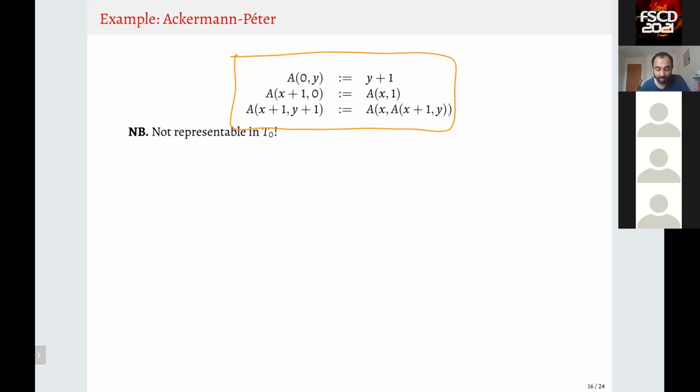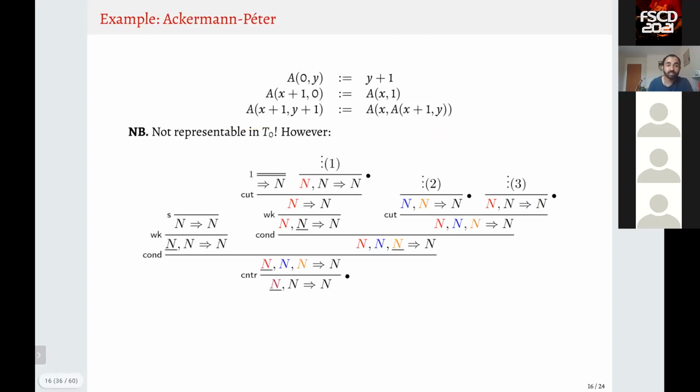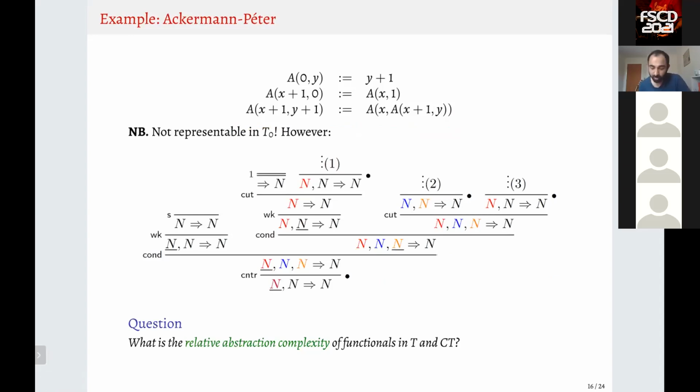On the other hand, we can represent it in CT_0, because if you see, we only use n's all the way through the derivation, and we just have a very complex sequence of back pointers. The circular structure is quite complex with many intersecting cycles. So the motivating question here is, what is the relative abstraction complexity of functionals in T and CT? And this is what this work addresses.